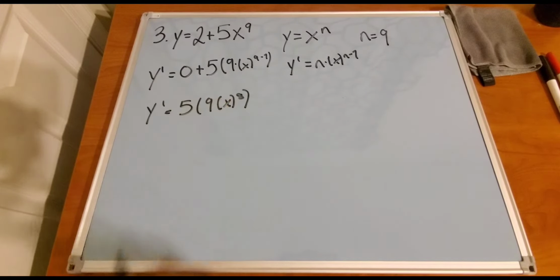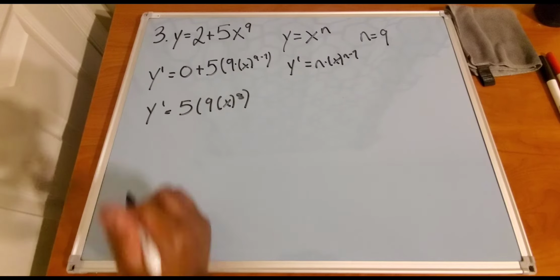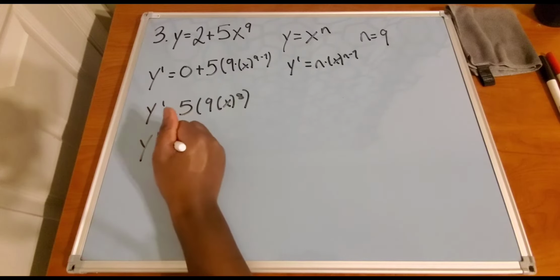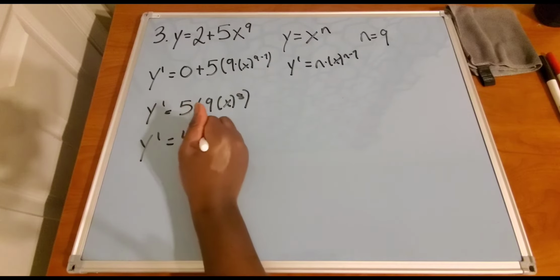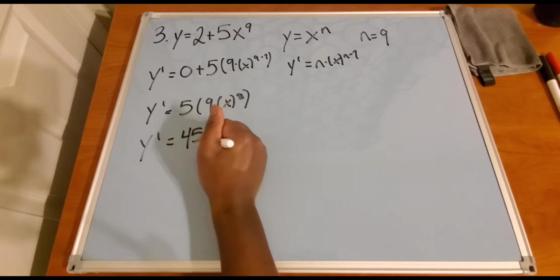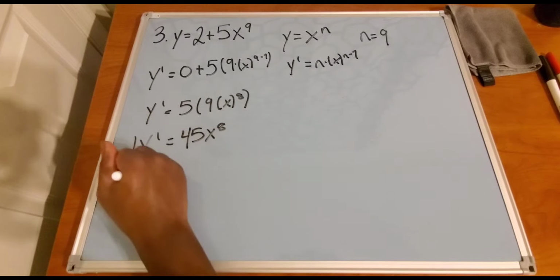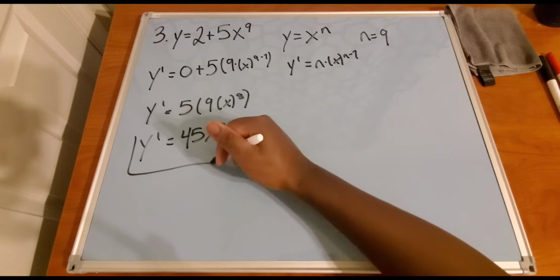Since this is positive, I can go ahead and drop those parentheses. So y prime is equal to 5 times 9, which is 45, times x raised to the 8th power. And this is our answer for question 3.